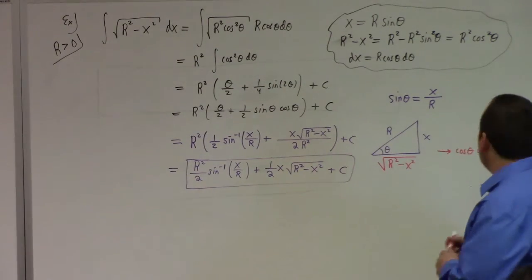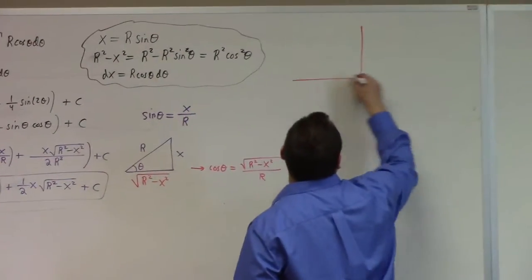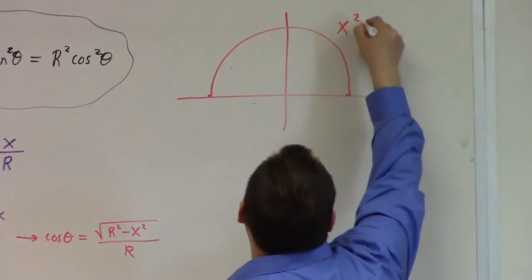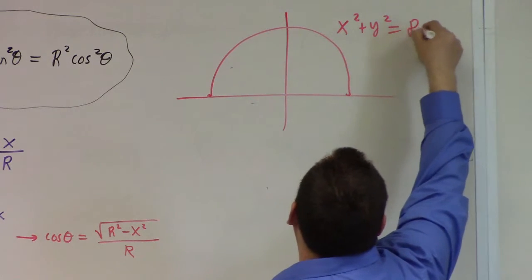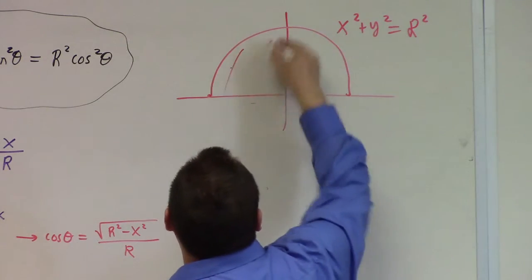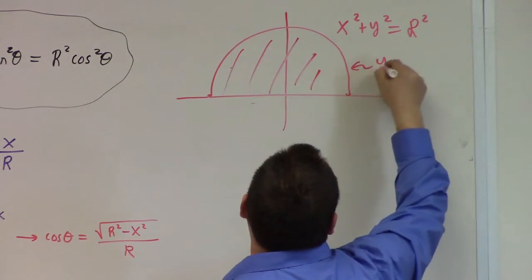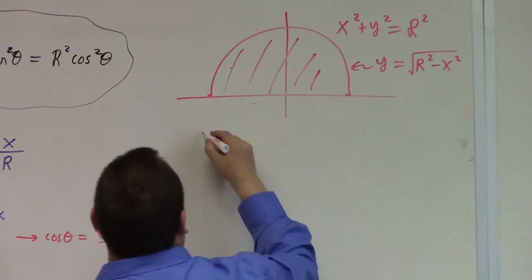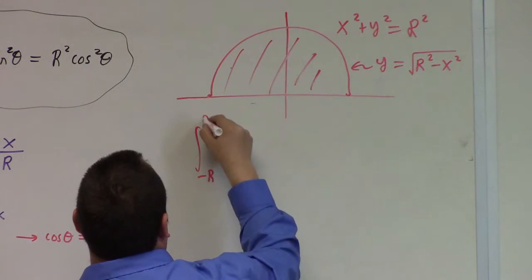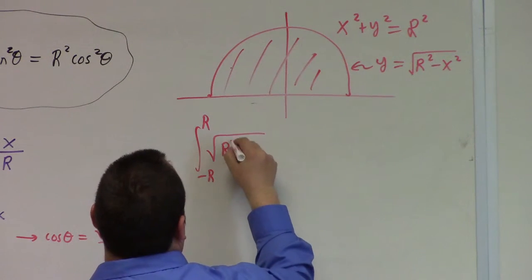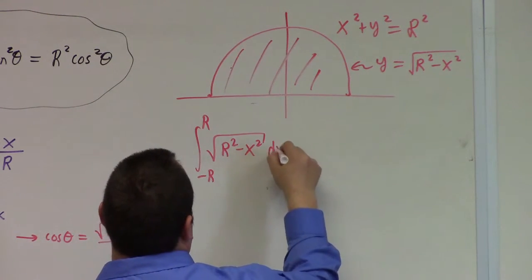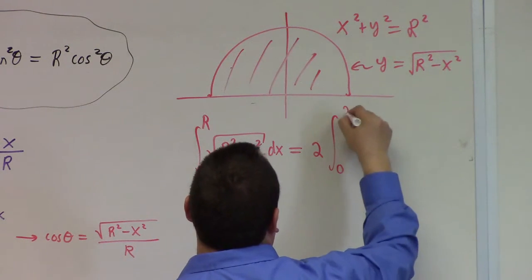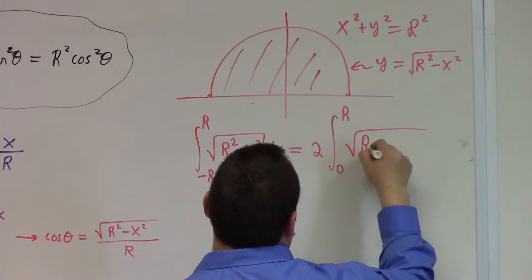An application of this that's pretty neat. How about this? What if you have a circle, x squared plus y squared equals r squared, right? And you want to find the area, say, of this piece. So that's y is equal to the square root of r squared minus x squared, right? And if you integrate, say, from minus r to r, that should be the area. Right? But by symmetry, that's also twice the integral from 0 to r of the square root of r squared minus x squared, right?